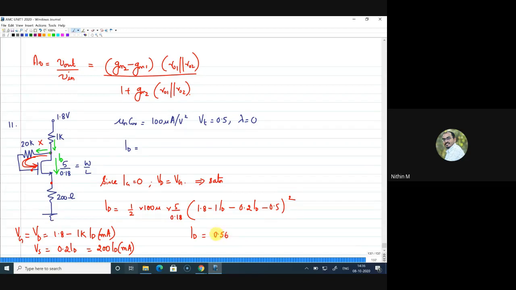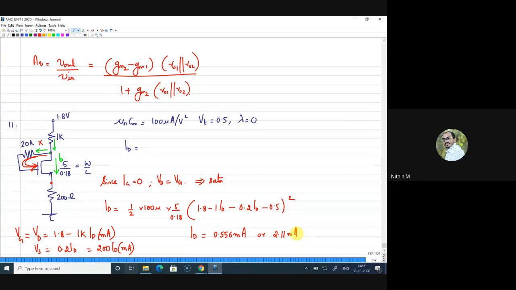You'll get two answers, right? One is 0.56 milliamps. I think if you write the exact value, it is 0.556. That is okay, you can write it as 0.56 only. The other answer is 2.11 milliamps.